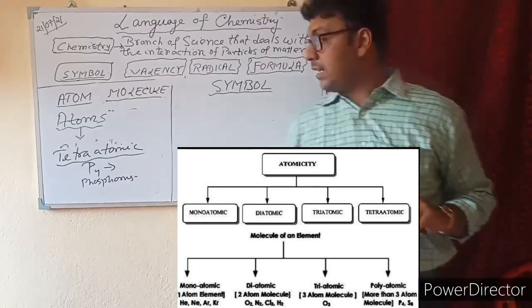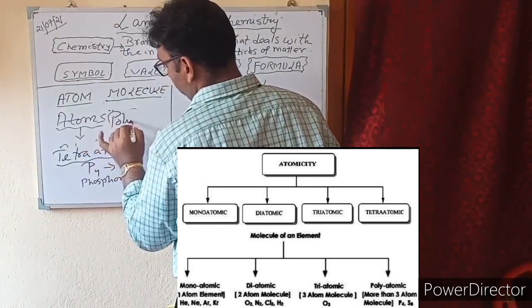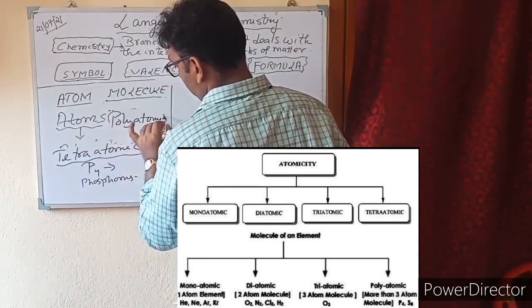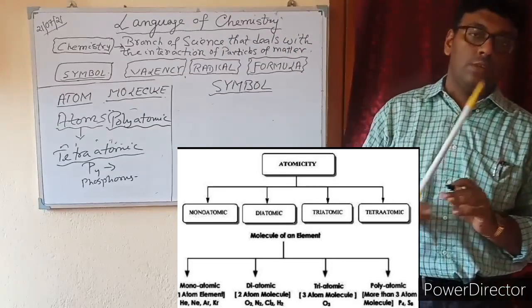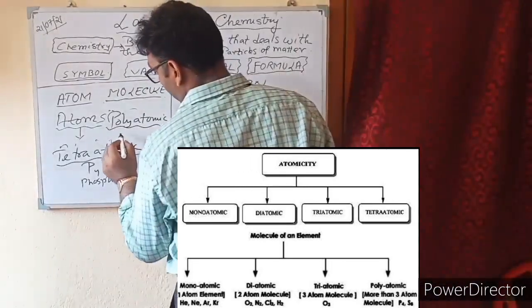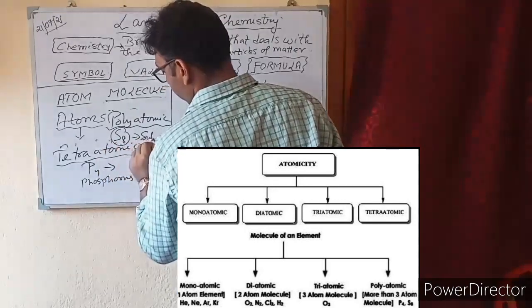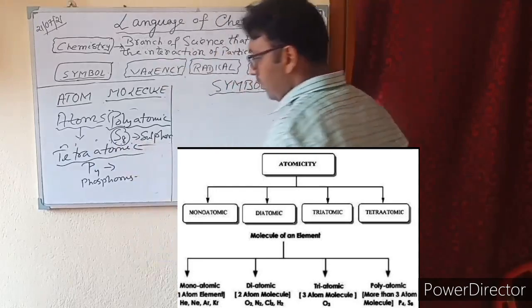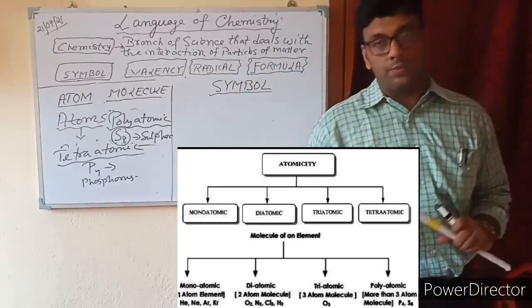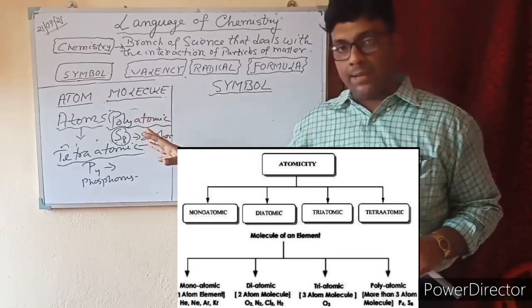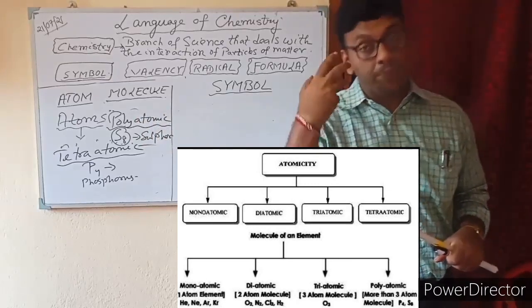Next is polyatomic. Polyatomic means it is made up of more than four atoms. Here, for example, S8, that is sulfur. Sulfur is polyatomic, that is, it is made up of 8 atoms. So these are all the types of molecules of the same type, that is, molecules of an element.